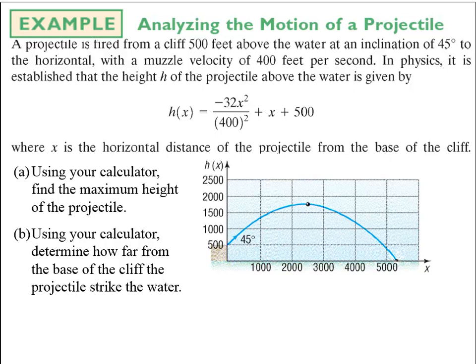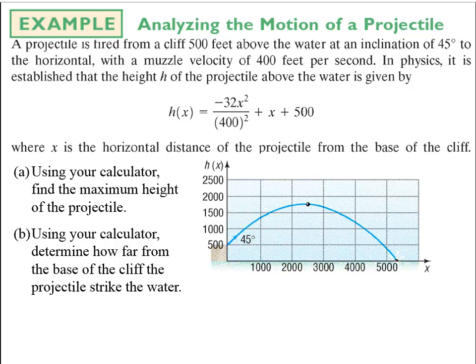All right, in this next example, let's focus a little bit on technology here. So here's a problem about projectile motion. We talked about at the beginning of the first section, 4.3, that the most simple, basic, well-known examples of quadratics are projectile motion problems. So here's an example. The problem says a projectile is fired from a cliff 500 feet above the water at an inclination of 45 degrees to the horizontal with a muzzle velocity of 400 feet per second.